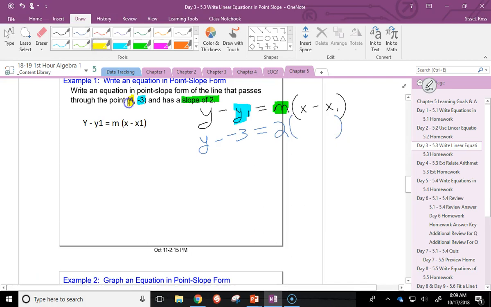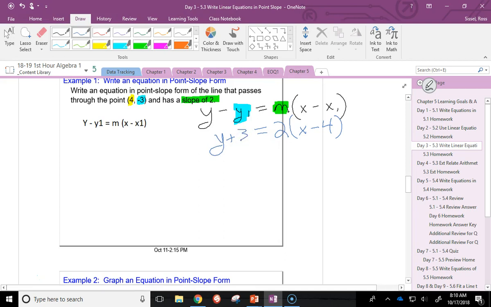And we know our first x stays as x. And then it says x1. We know x1 is 4, so we put minus 4. Look at our equation. If I was to, like they will, right here, they'll combine that. So they'll just say y plus 3.